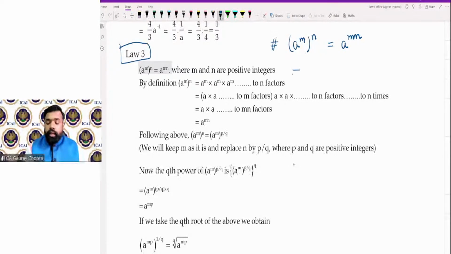Right? If, let's say, a to the power of m whole to the power of 1 by n is given, then it will be written as a to the power of m by n. A to the power of m by n. So this is the third law of indices. So you can write this down. Third law of indices.